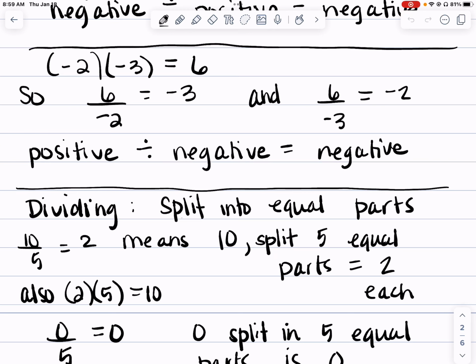Okay, we know that negative 2 times negative 3 equals 6. So if we divide 6 by either number, we get the other number. 6 divided by negative 2 equals negative 3, and 6 divided by negative 3 equals negative 2. A positive divided by a negative equals a negative.